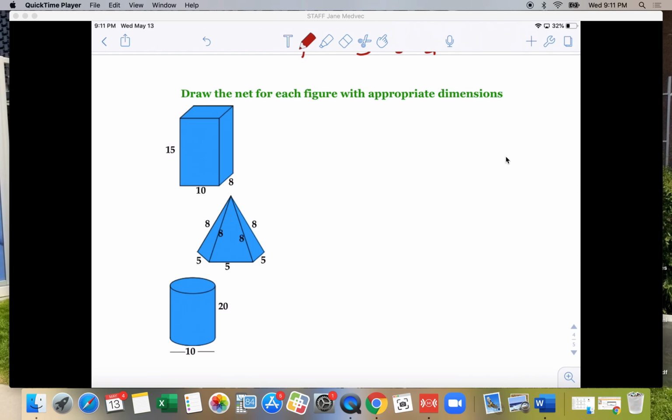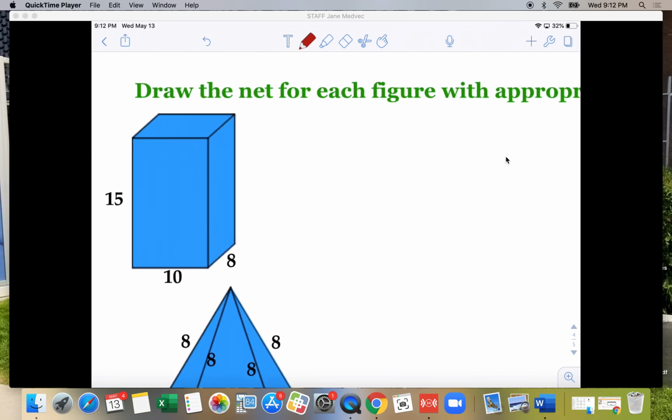Now what we're going to do is it says draw a net for each figure. And I'm going to have you do this because many students memorize the formula and they don't really understand what the shapes are for the top and the bottom and the front and the back and the sides. They don't know how to draw them and they can't visualize them, because you don't always remember the formula, but you can figure out what the shapes look like.